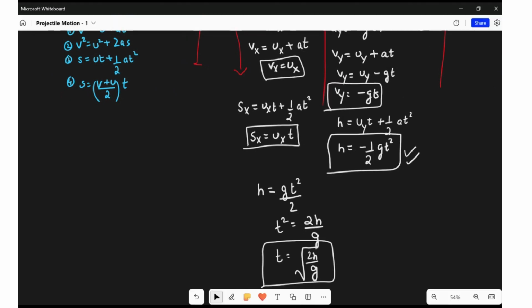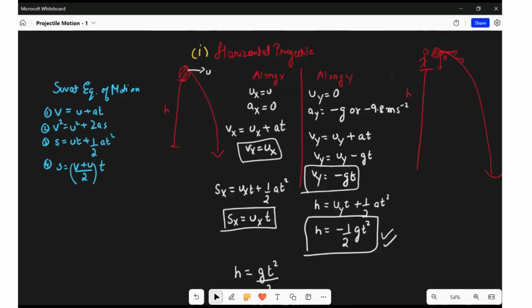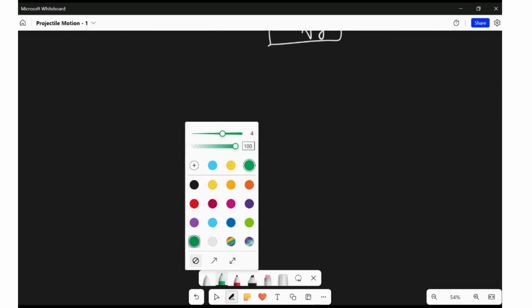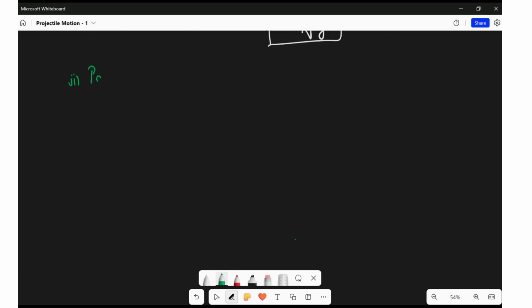Now we'll proceed to parabolic projectile. Okay, so the second one is parabolic projectile. Now what do you get by parabola? Something like a downward parabola, upward parabola, something like this. Yes. So we'll take this kind of parabola. Suppose a man is standing here. He throws a ball or an object like this, at a certain angle. So now we need to calculate the distance, the time taken, and the height till which it reaches.